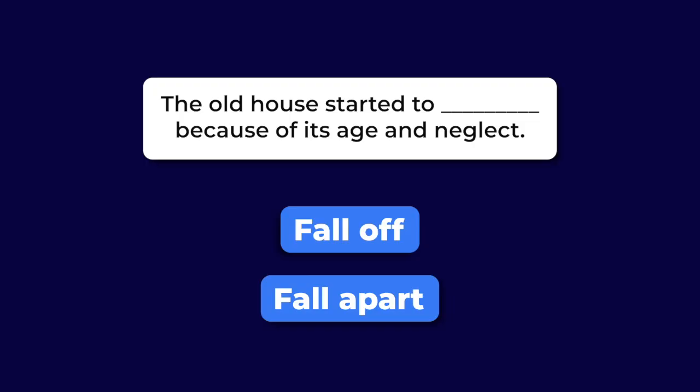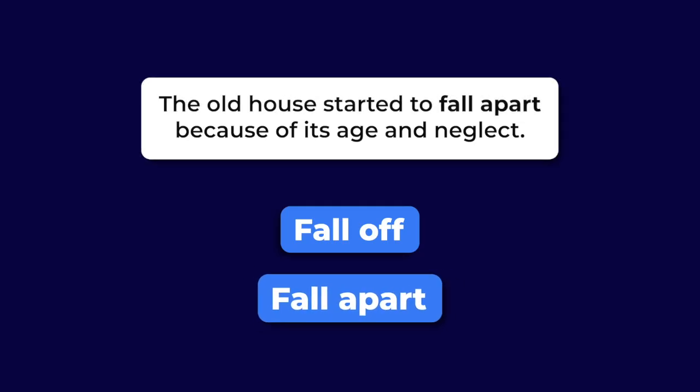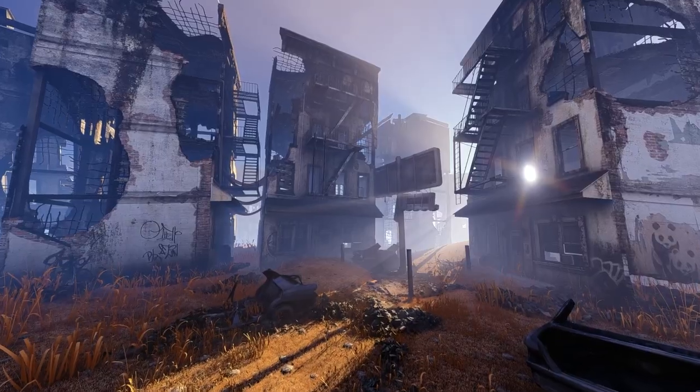The correct phrasal verb for this sentence is to fall apart. When we say that something is falling apart, we use this phrasal verb very commonly. It means that something is starting to slowly break.